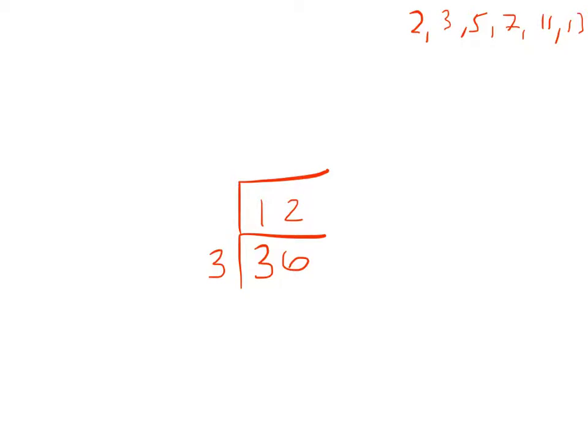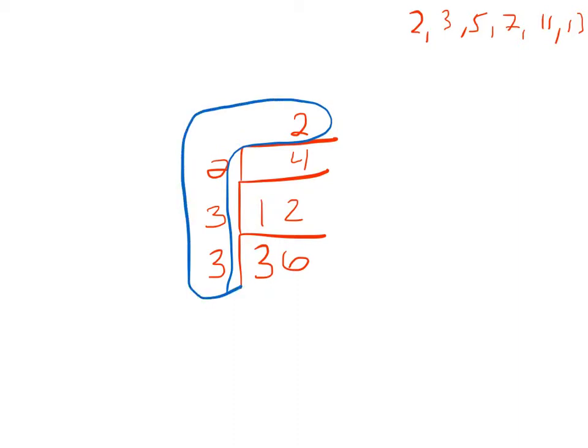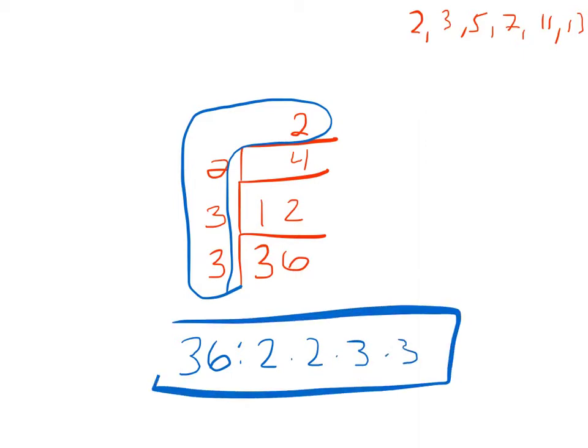Now I divide the 12. I can divide that by 3 and I'll get 4. And that's not prime, so I've got to divide that again by 2 and I'll get 2. So now I've got all prime numbers out here. So the prime factors of 36 are 2 and 2 and 3 and 3. That would be my answer. And here I've done prime factorization using division.